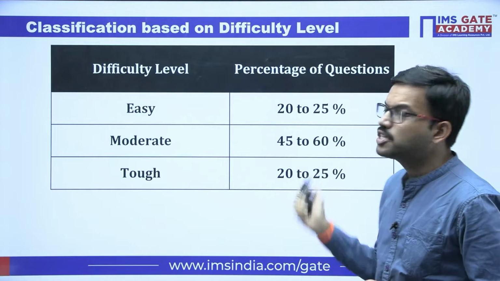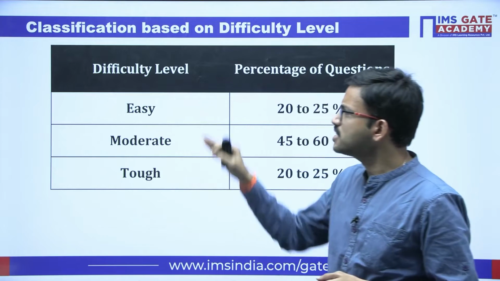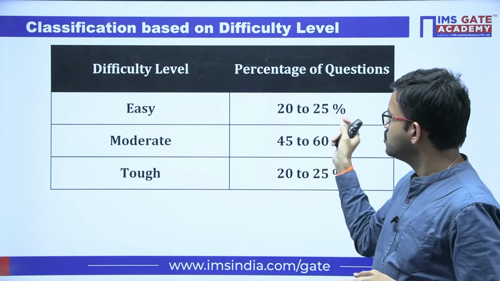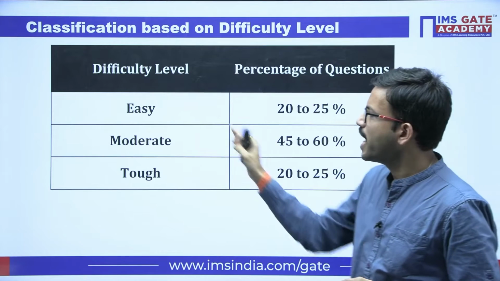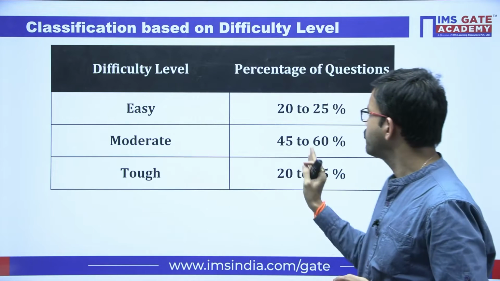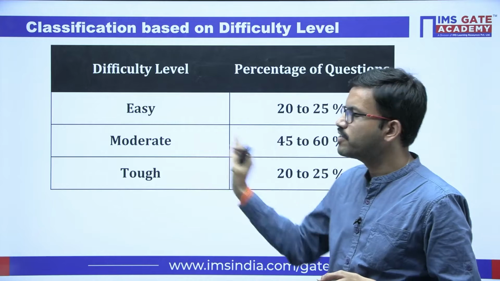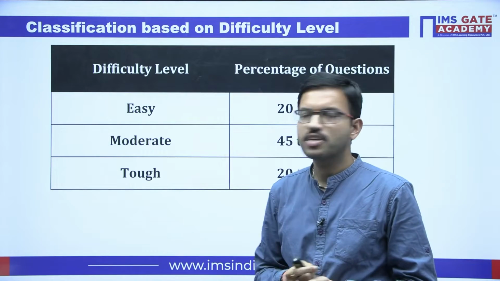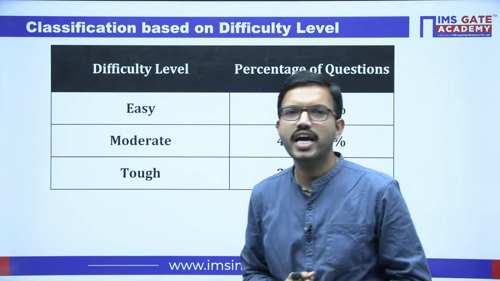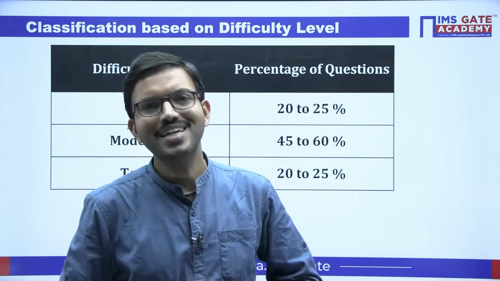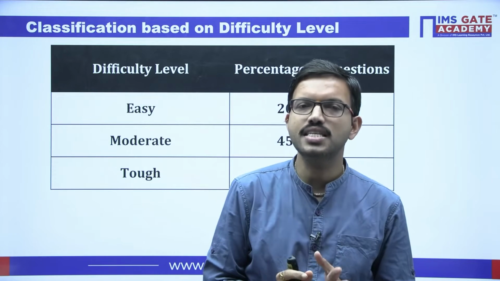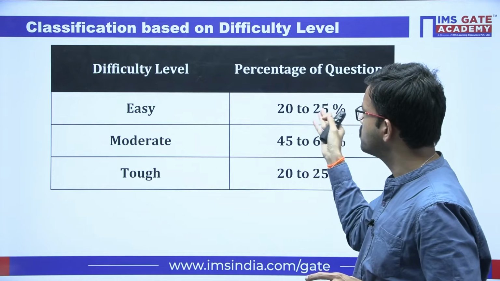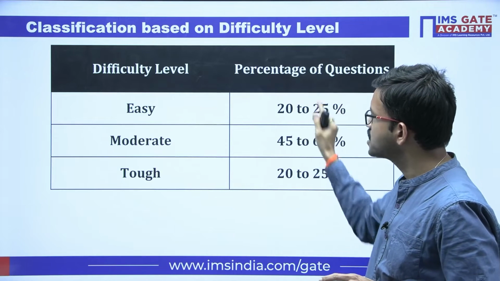And then with respect to difficulty level, out of the 65 questions you are having, 22 to 25% are easy questions, 45 to 60% are moderate, and 22 to 25% are tough. So whether the questions are easy, moderate or tough, I have mentioned here the distribution, the number of questions percentage-wise.